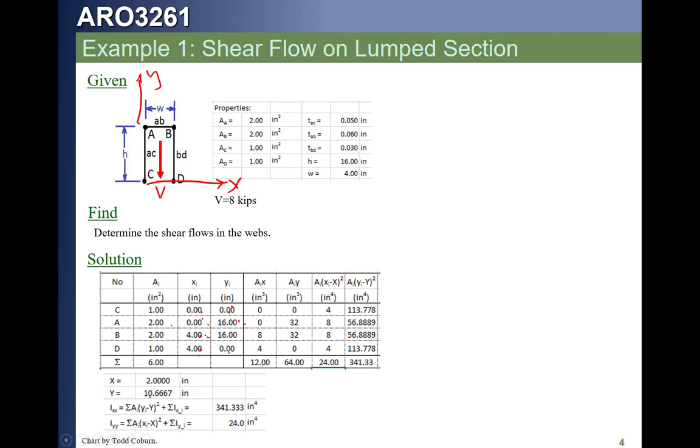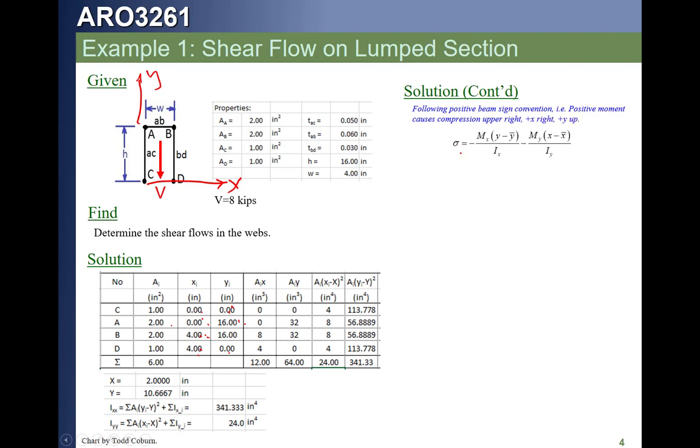Having done that, we now can calculate our properties by constructing the rest of our table. We get our X bar and our Y bar and our moments of inertia about the various axes. Now you'll notice this particular shear is causing a moment about the x-axis, so we're only going to need the I about the x-axis to solve this problem. And if we continue our solution using our positive beam sign convention, we can calculate the stress.